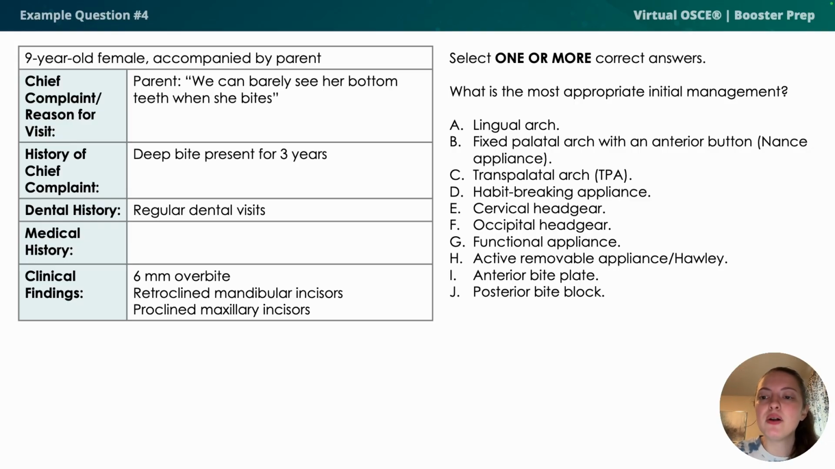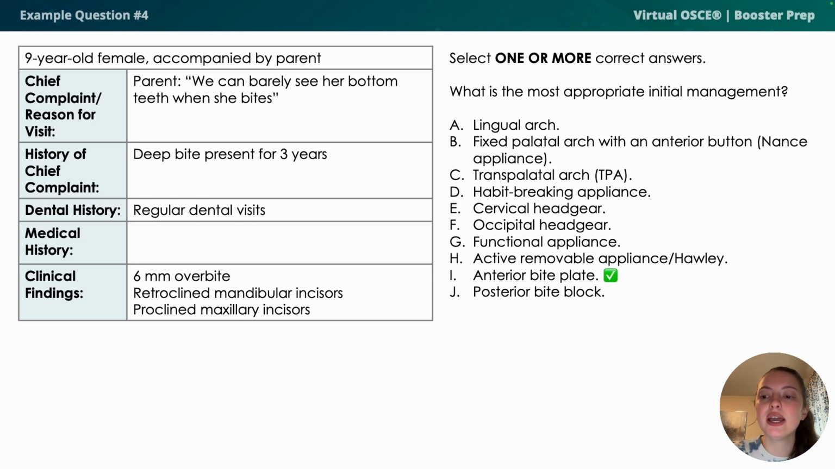Now, a couple of these treatment options can help a deep bite, but only one is indicated when the deep bite is the only indicated problem. We're not told that she has class 2 or has any other big issues beyond this incisor proclination, so our initial management will just focus on the deep bite for now, especially because she's only 9. You could put braces on a patient and it'll fix a deep bite eventually, but she's only 9 and this deep bite is the core problem, so we want to consider initial management options. So the best option to treat that would be I, the anterior bite plane.